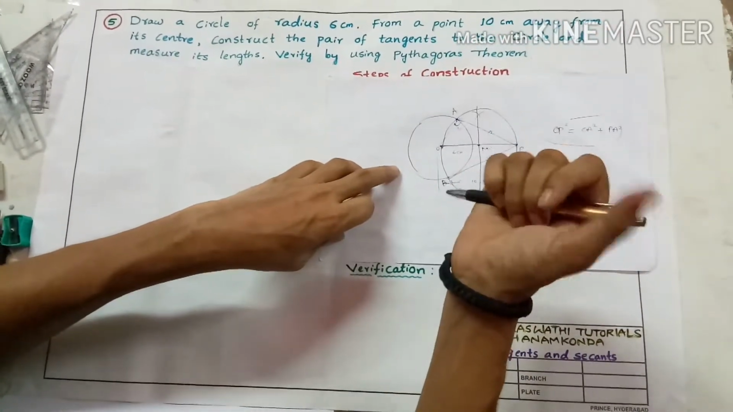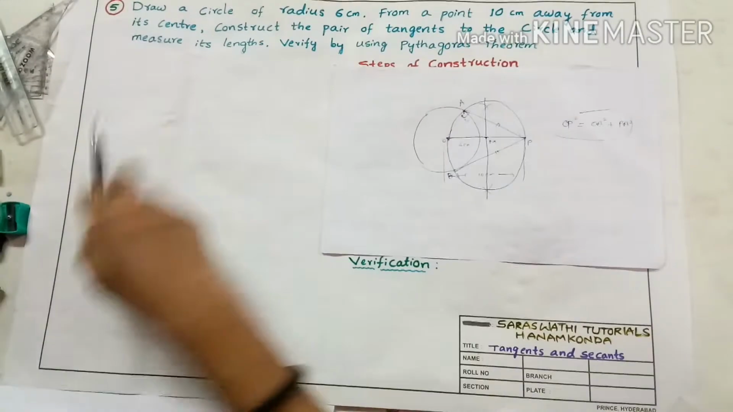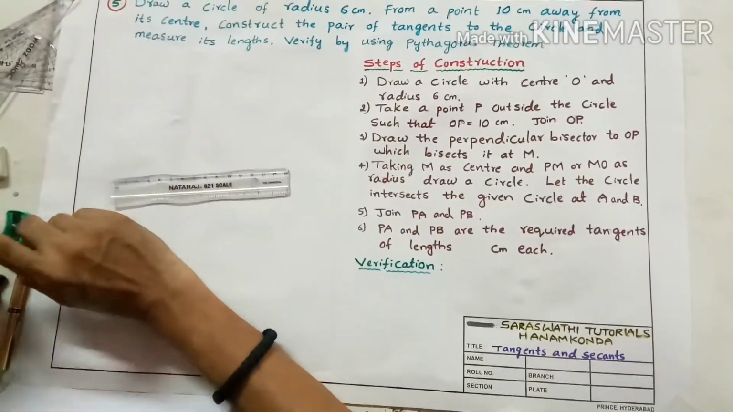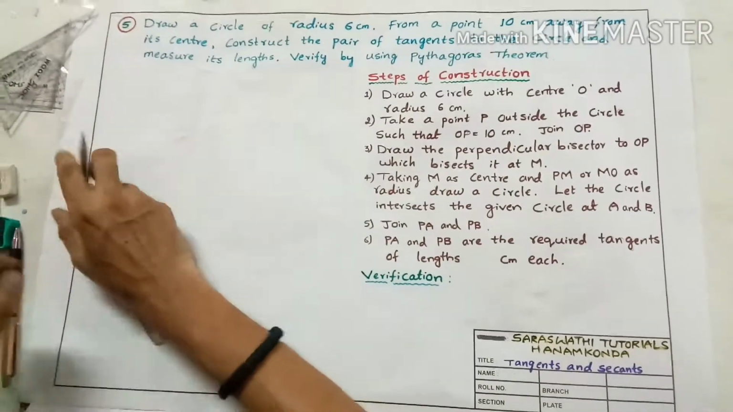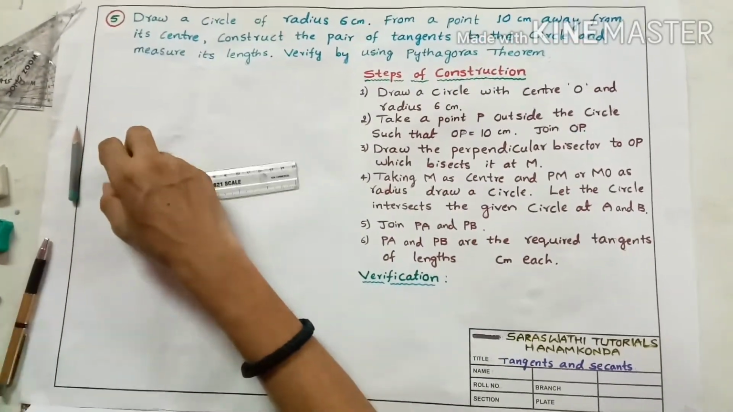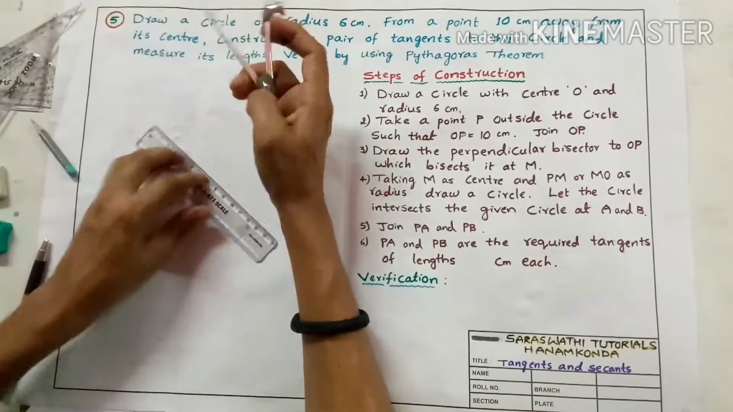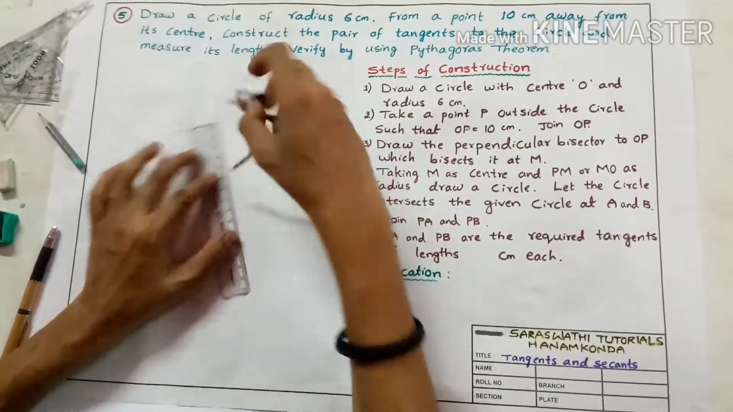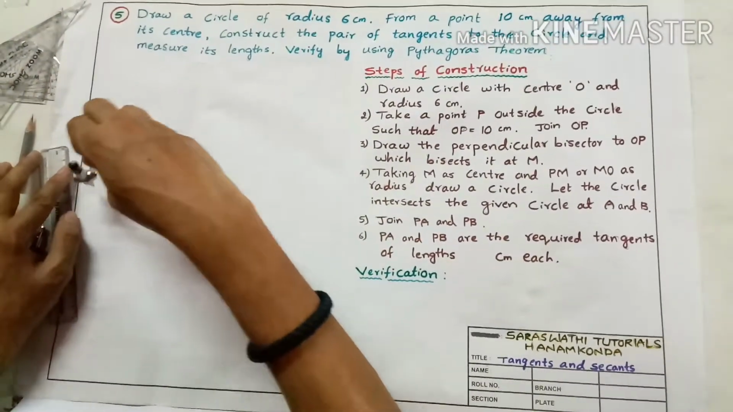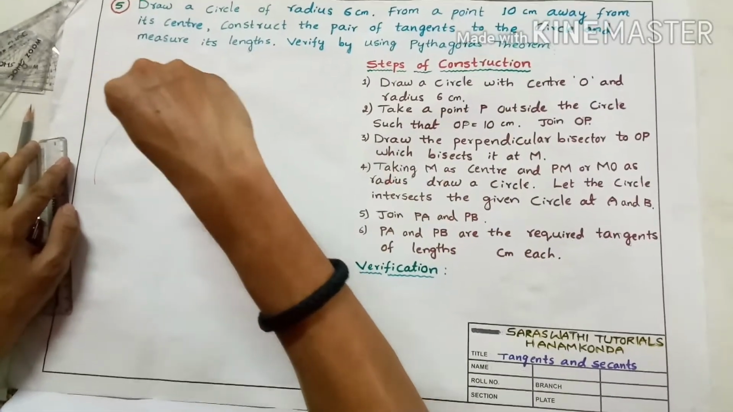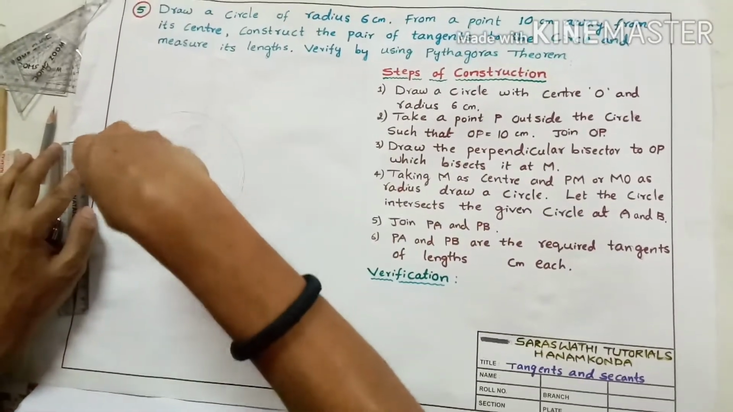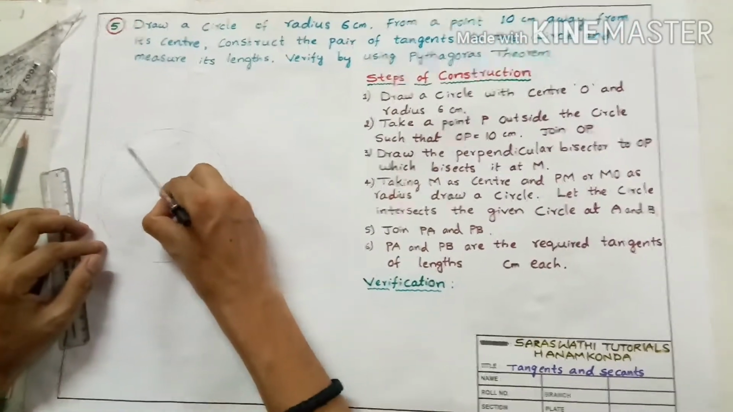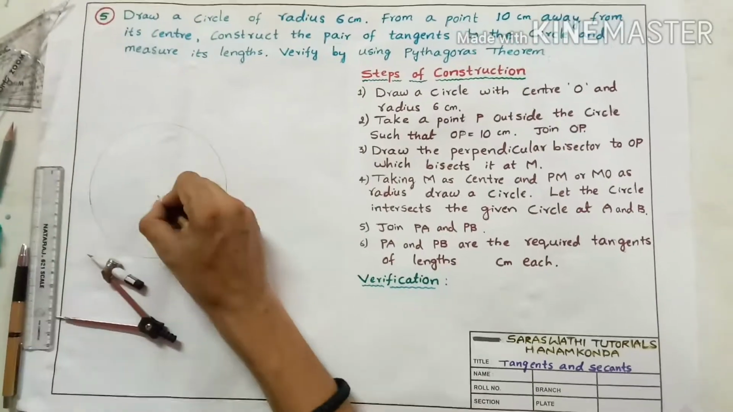Okay, so now let us see how the construction is done. First draw a circle with center O and radius 6 centimeters. It is mentioned, so let us take a circle of radius 6 centimeters. So the first step is to draw a circle of radius 6 centimeters. This is the circle with radius 6 centimeters, and this point is the center.